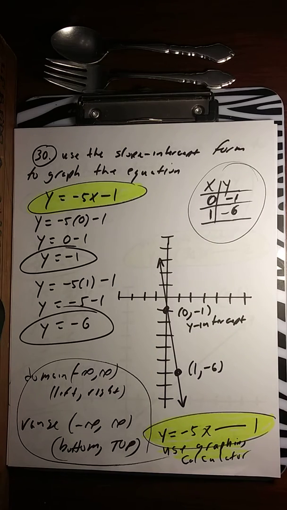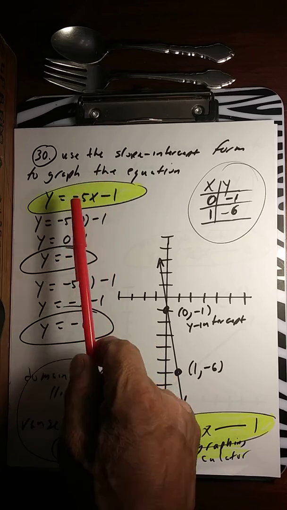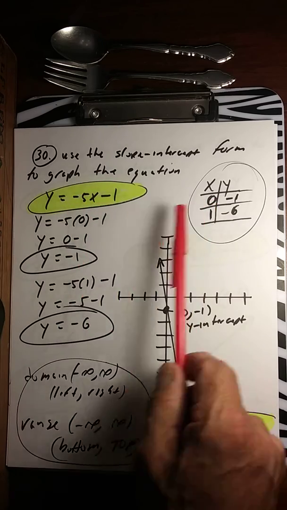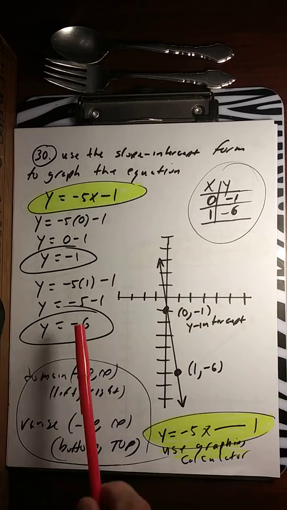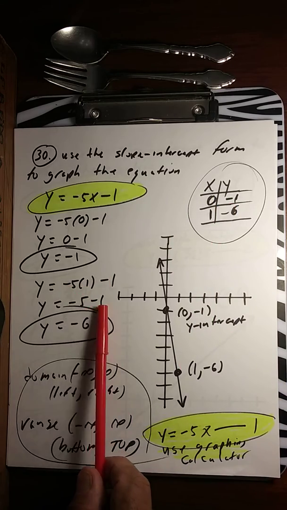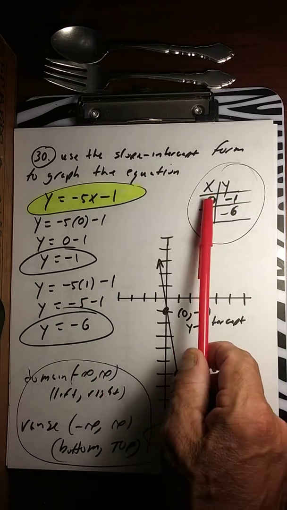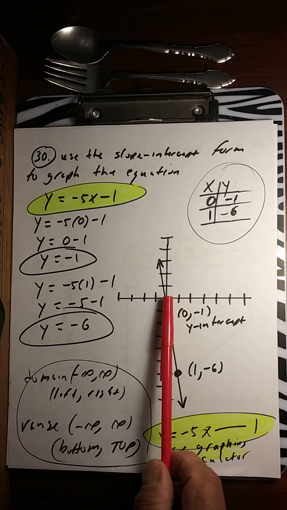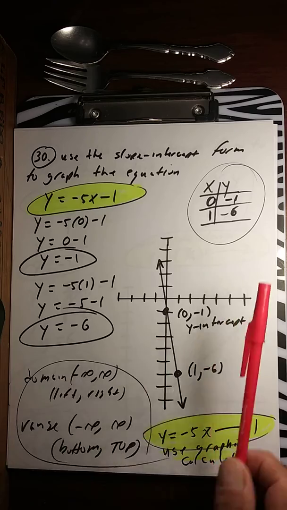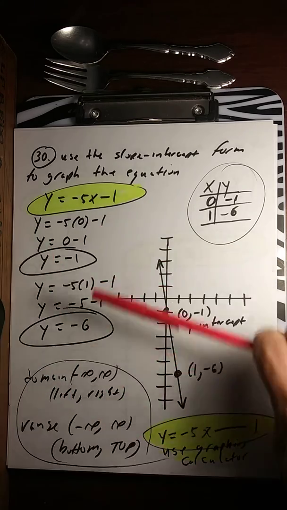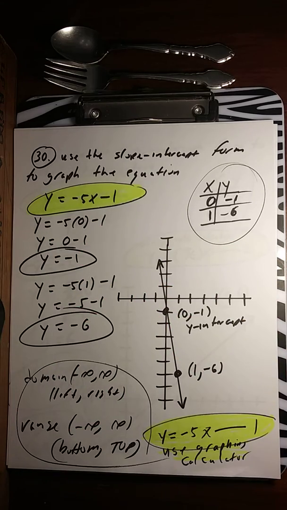Use the slope-intercept form to graph the equation. So there's a problem. Put the numbers in there. 0 minus 1, negative 1. Put a 1. Times that, negative 5 minus 1 is negative 6. So we have 0 minus 1, 1 minus 6. 2 points. Domain is all real numbers. Range is all real numbers. Put it in a calculator? Sure. Let's put it in a calculator.